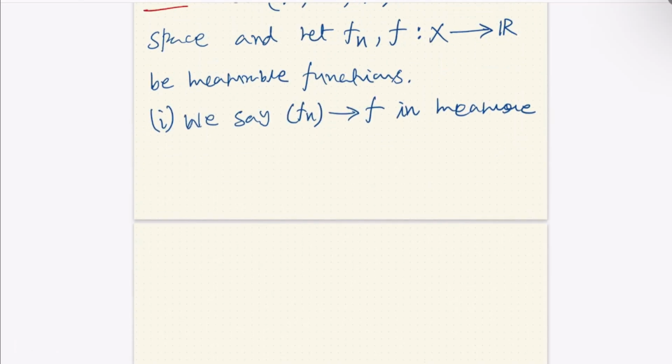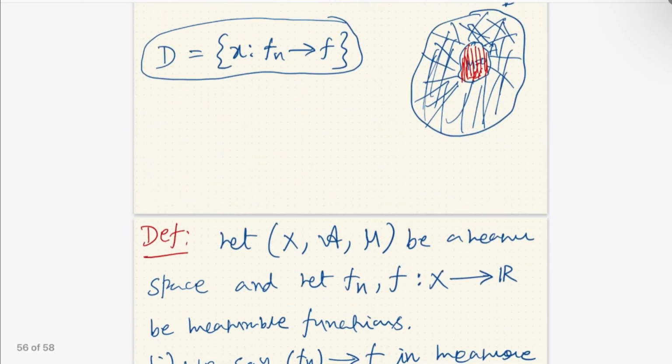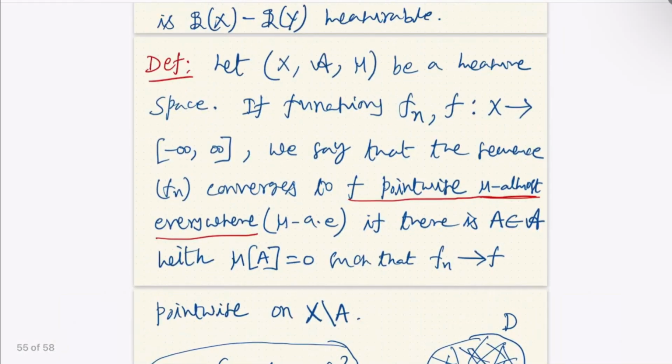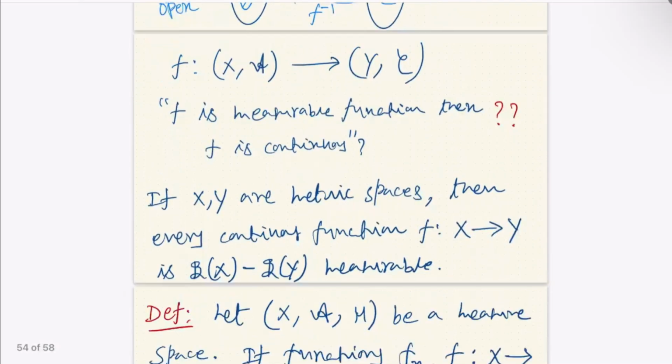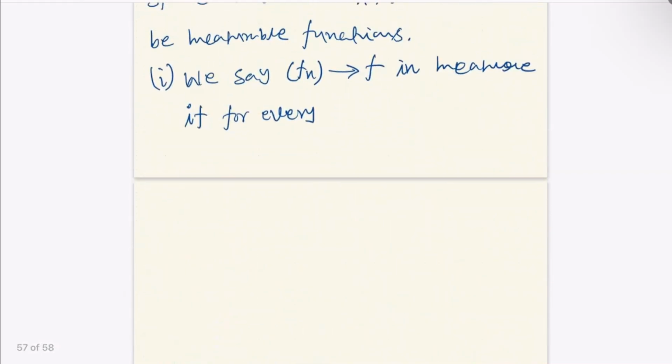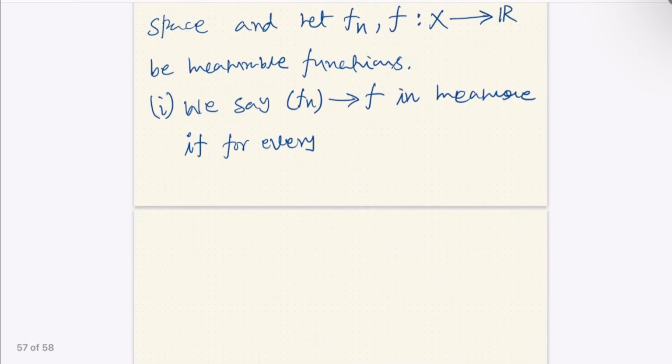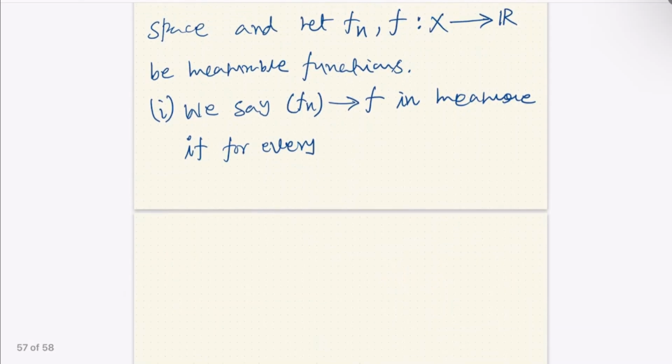You know it already. How do you say it? If, for every, okay, I need to choose some symbol for every epsilon. I can use epsilon, but epsilon we mostly use for something else. But okay, let us use epsilon.